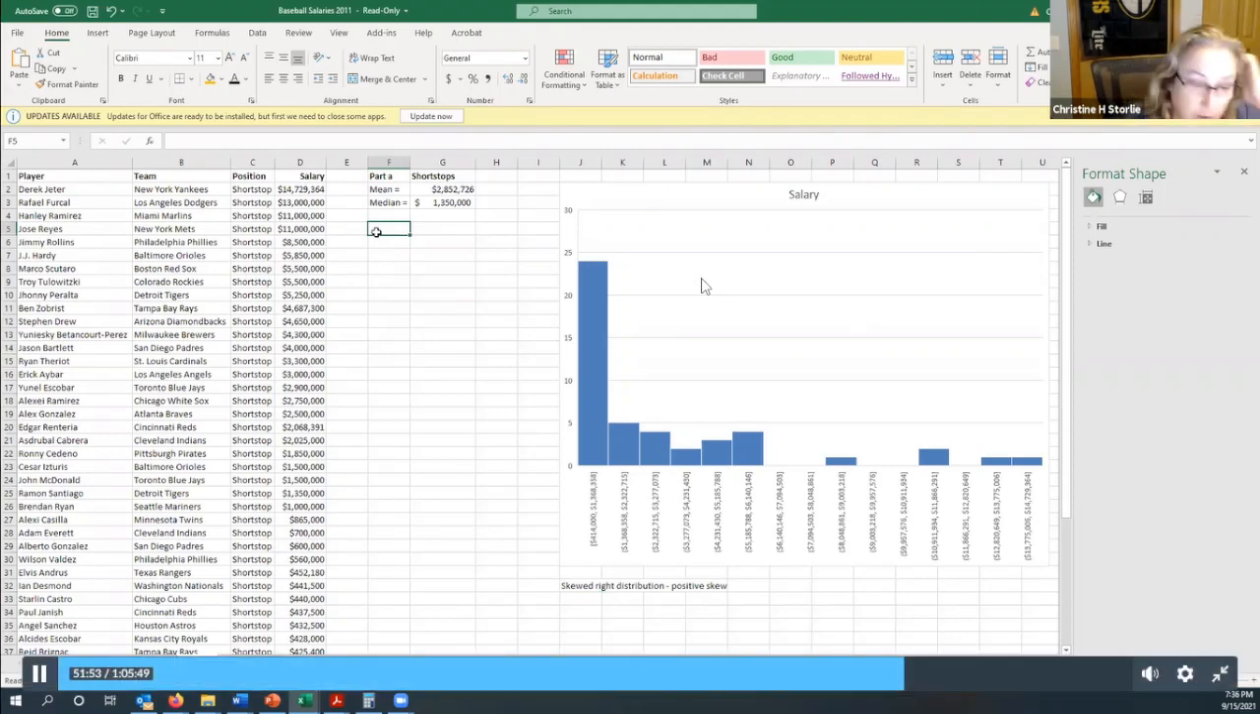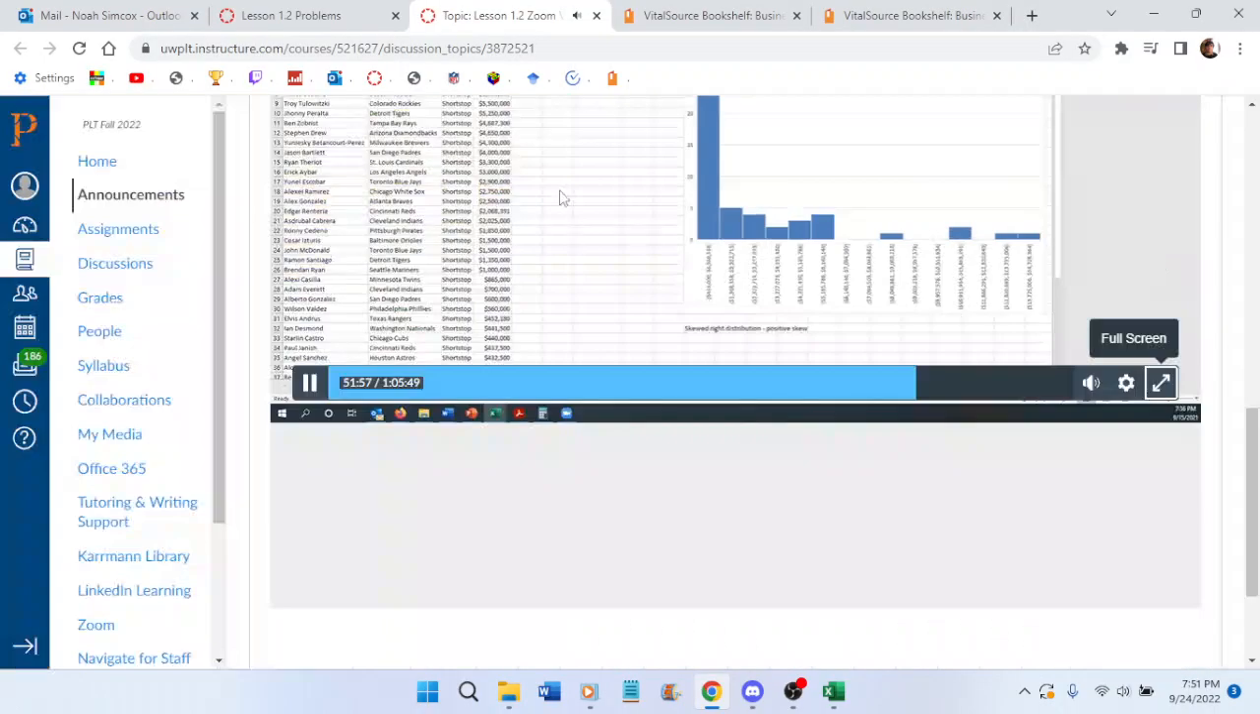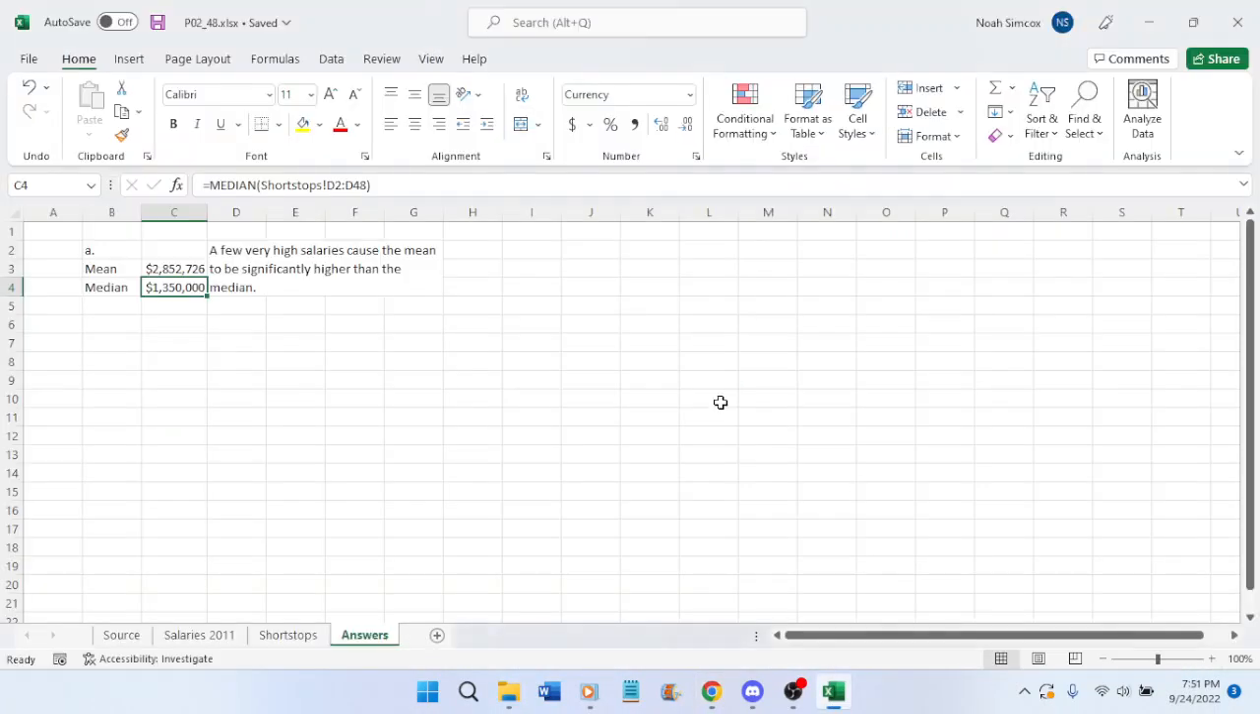Parts, I'll wrap this up soon, sorry guys. Parts B and C, find the standard. So, yeah, a few very high salaries cause the mean to be significantly higher than the median. That was funny.